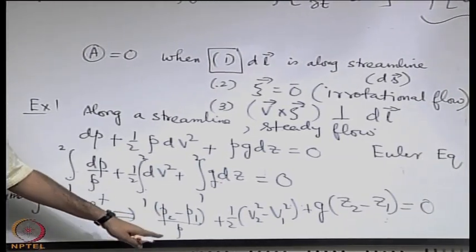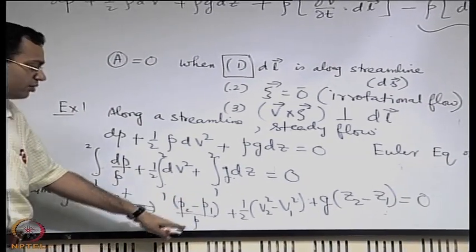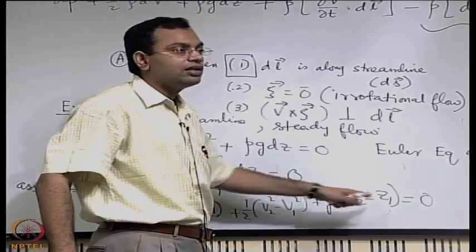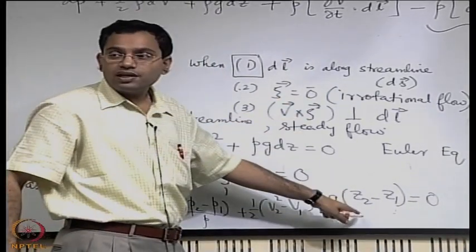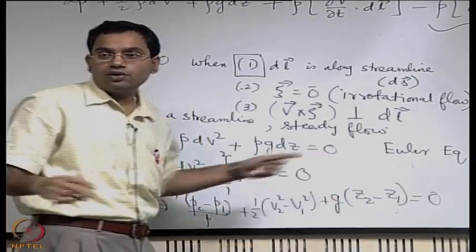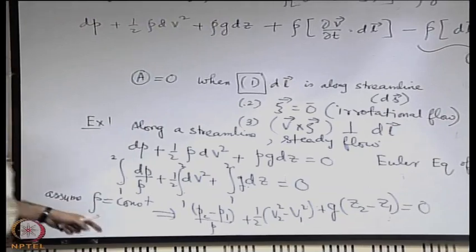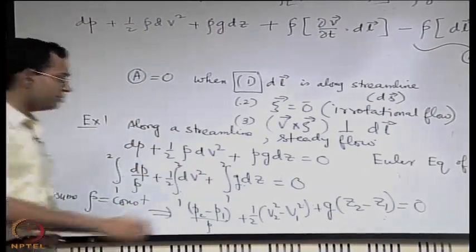This is nothing but the Bernoulli's equation, that is P1 by rho plus V1 square by 2 plus g Z1 is equal to P2 by rho plus V2 square by 2 plus g Z2. So it is in fact the Bernoulli's equation. Now you tell me, what are the assumptions that we followed in deriving this? So this is the Bernoulli's equation.